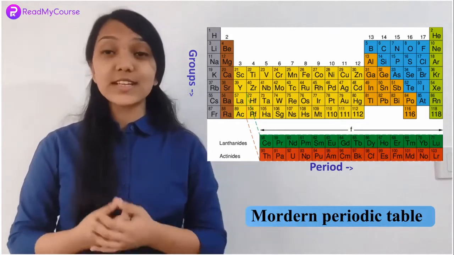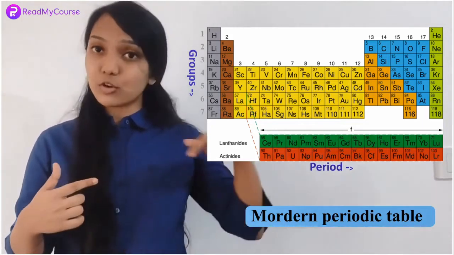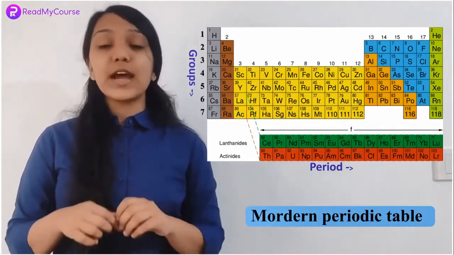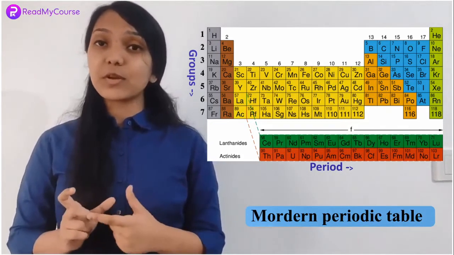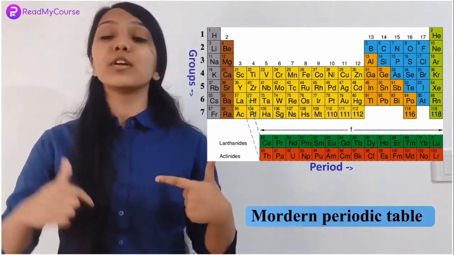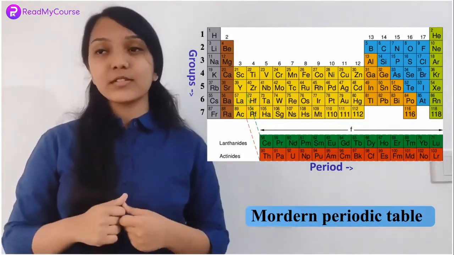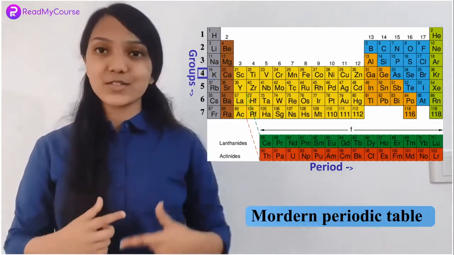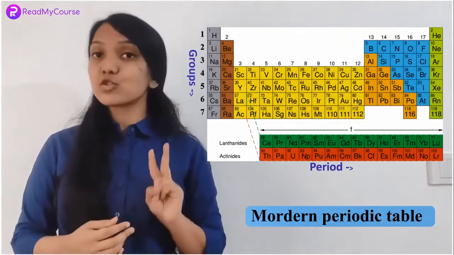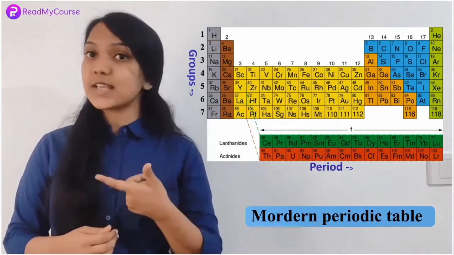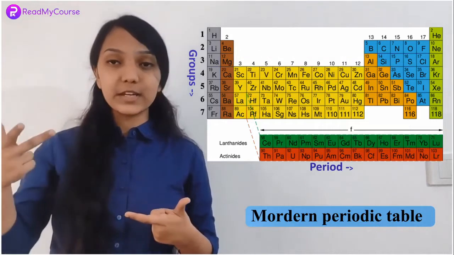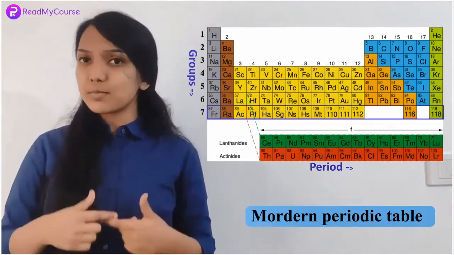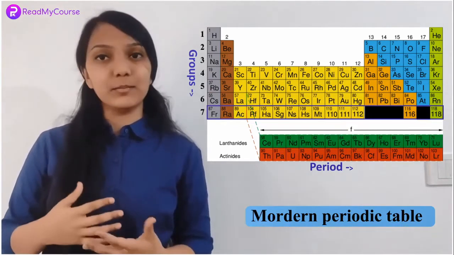So, altogether, there are 7 periods. Periods mean horizontal rows, right? So, in the modern day periodic table, there are 7 periods. The period number is obtained from the highest principal quantum number of the elements present in that period. So, if the elements have the highest principal quantum number like 4s2, then the period is 4. The first period contains 2 elements. The second period contains 8 elements. The third period contains 8 elements. And then it is 18, 18, 32. And the last period, that is the 7th period, is still incomplete.